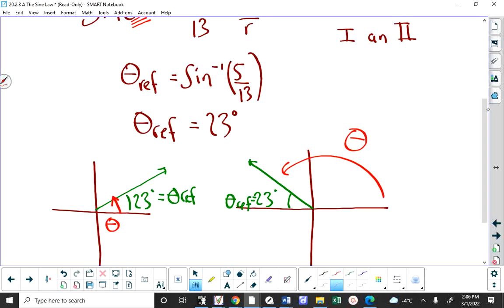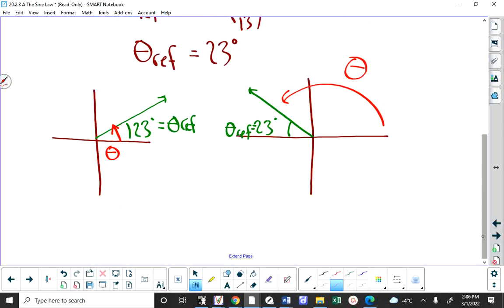And again, I've said this so many times, but the reference angle has no direction. It's just an arc, whereas the rotation angle has a direction. Anyway, I get theta equals 23 degrees. And over here, I would have to use what I learned, I want to say the first day of this unit, that we would have to take 180 degrees and subtract the 23.